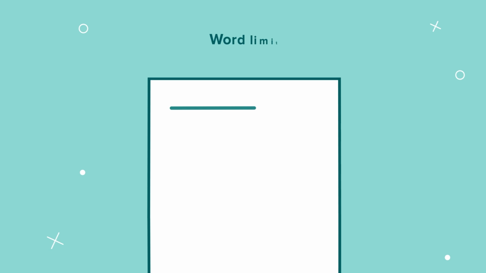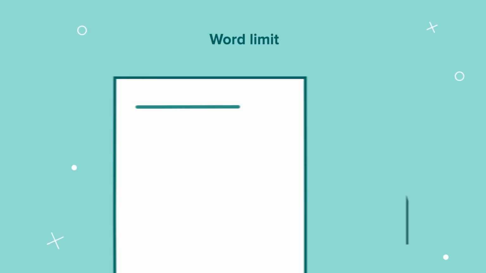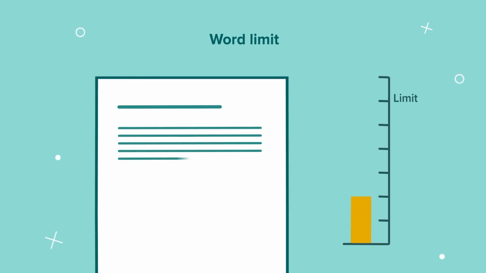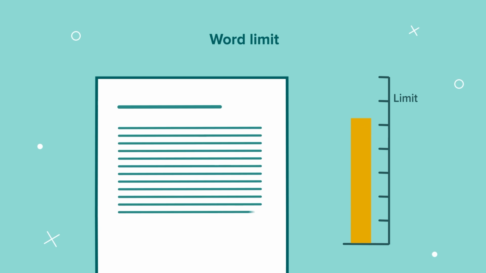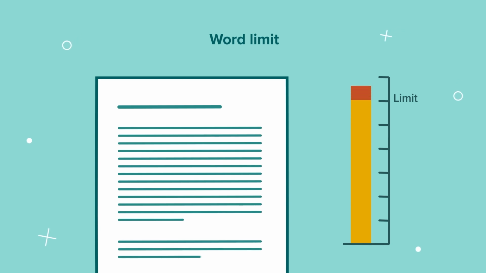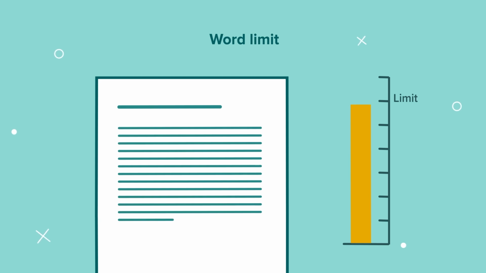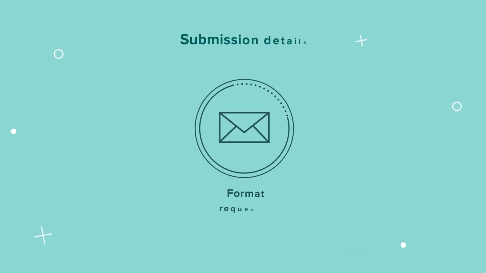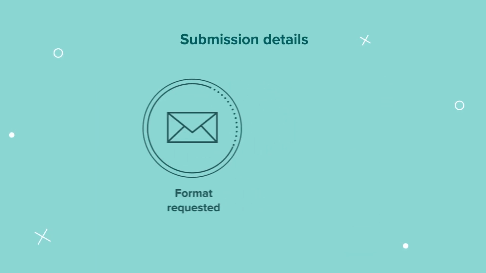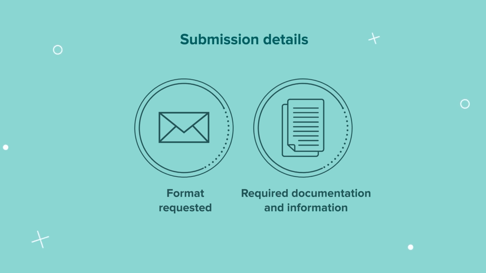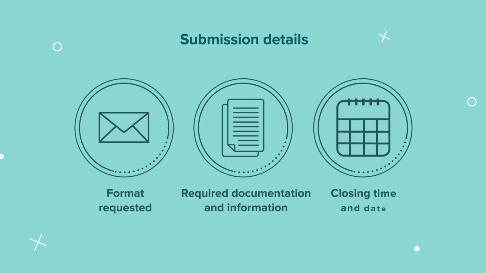If an ATM imposes a word limit on a response to an evaluation criterion, you should ensure that you do not exceed the word limit. Otherwise, any information past the word limit will likely not be considered. However, you should use as much of the word limit as possible to fully explain what you can do. Finally, make sure you submit your response in the format requested, with the required documentation and information before the specified closing time and date.